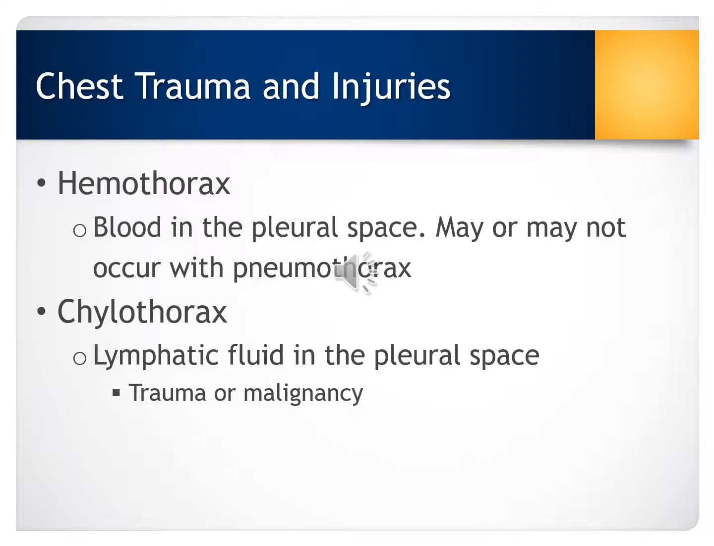A hemothorax is an accumulation of blood in the pleural space from an intercostal blood vessel, internal mammary artery, the lung, the heart, or other large blood vessels. It can occur with or without a pneumothorax. A chylothorax occurs when lymphatic tissue fills the pleural space. This is most often seen when there is trauma to the lymphatic system or when there is a malignancy.